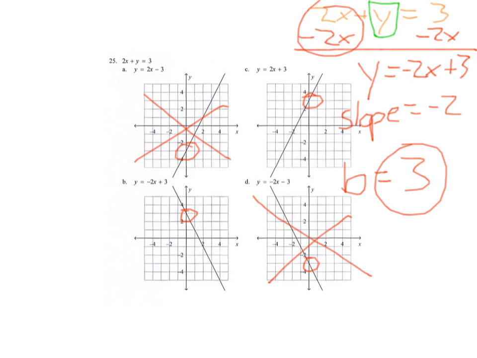So remember, slope is rise over run. So negative 2, we can put that as negative 2 over 1. So I start with b. I can go down 2 over 1, down 2 over 1. This one, if I go down 2 over 1, I'll go that way. So C doesn't work. Correct answer is B.